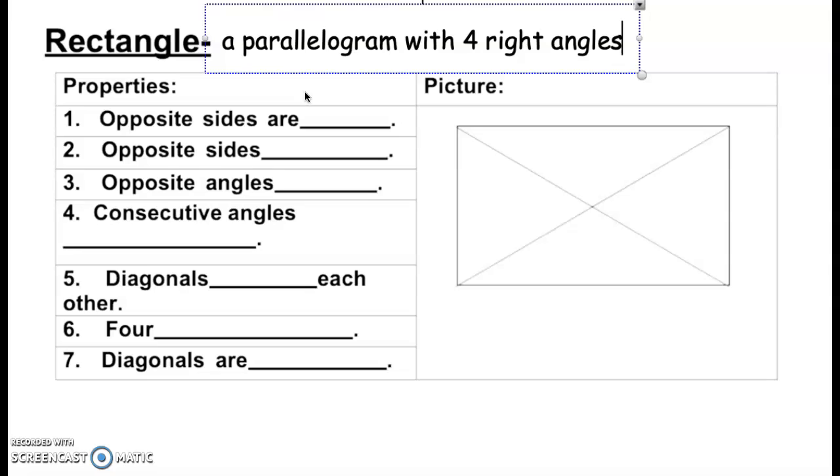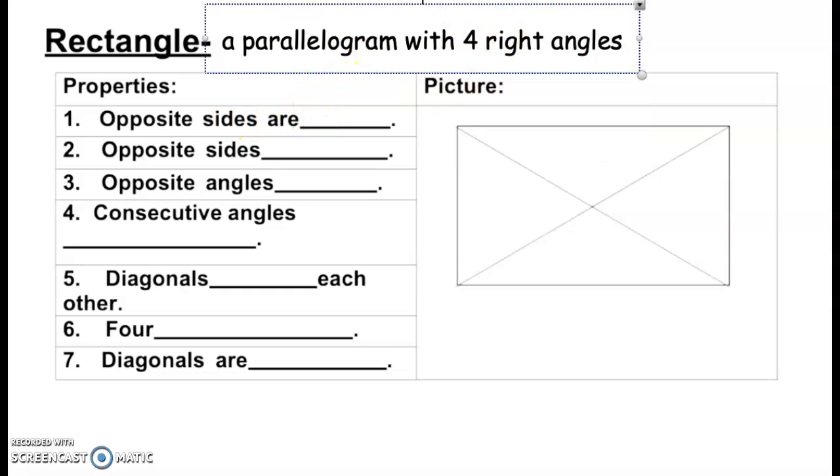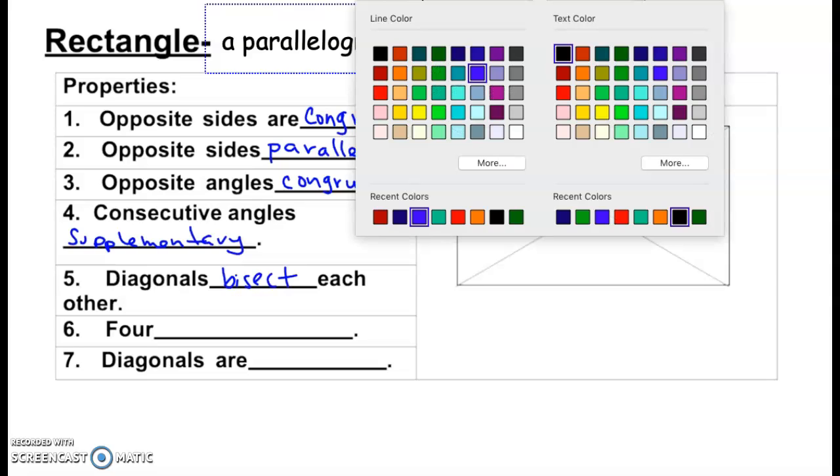All right, so just like our parallelogram and our rhombus, we get to say some of the same things. So we get to say opposite sides are congruent. All right, so we get to say congruent here. We get to still say parallel. We still have opposite angles congruent. We still have consecutive angles supplementary. And we still know that the diagonals bisect each other. But let's talk about what's unique to a rectangle.